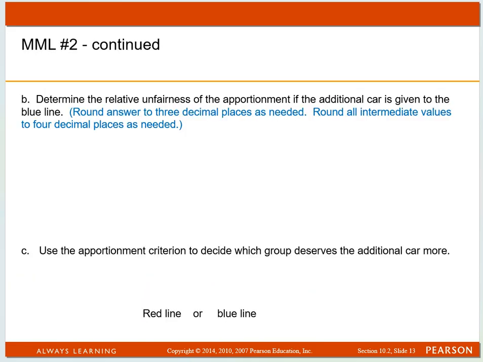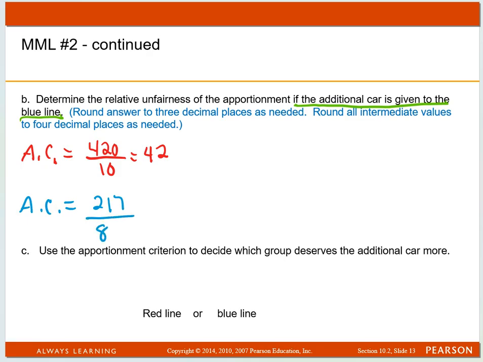Then on part B, it asks us to determine the relative unfairness if the additional car, the one I showed in green, is now given to the blue line. Now the average constituency of the red one is, remember they had 420 passengers with 10 cars, that's exactly 42. And then figure out the average constituency of the blue line, which is 217, and they currently have 8 cars, but we're going to add 1 to them. How's that going to change? So that's really 217 divided by 9.